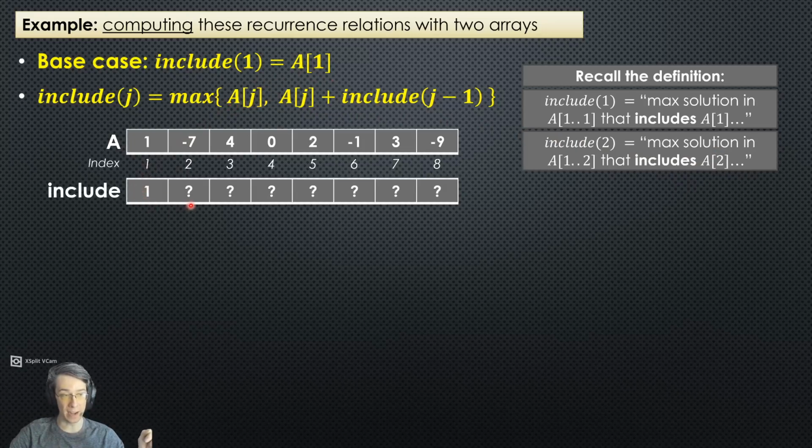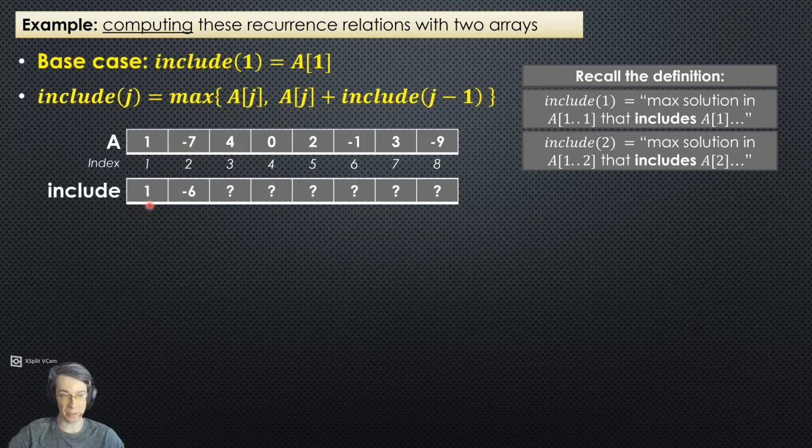The second slot of include, we're going to take the max of A of 2, which is negative 7, and A of 2, negative 7, plus include of j minus 1, which is the best we could do with the sum for the array A 1 to 1, including element A 1. So that's going to be negative 7 plus 1, here include of j minus 1.